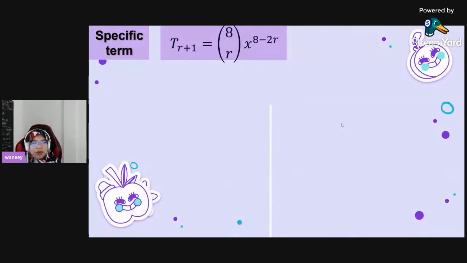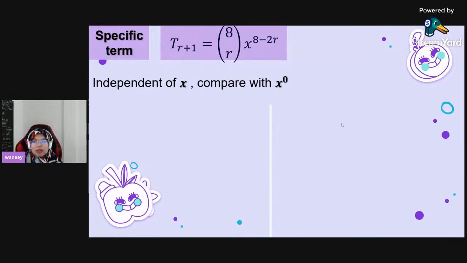So independent of x, that means x must be to the power of 0. Because if x is to the power of 0, I'm gonna get 1. So there will be no longer x. There will be no x anymore. So that is why we say if it is independent of x, then x must be to the power of 0, because x to the power of 0 is equal to 1 and we don't have any x anymore.